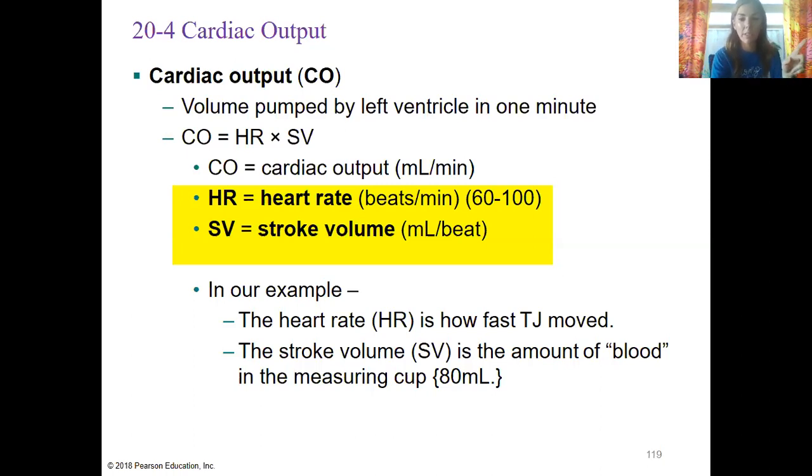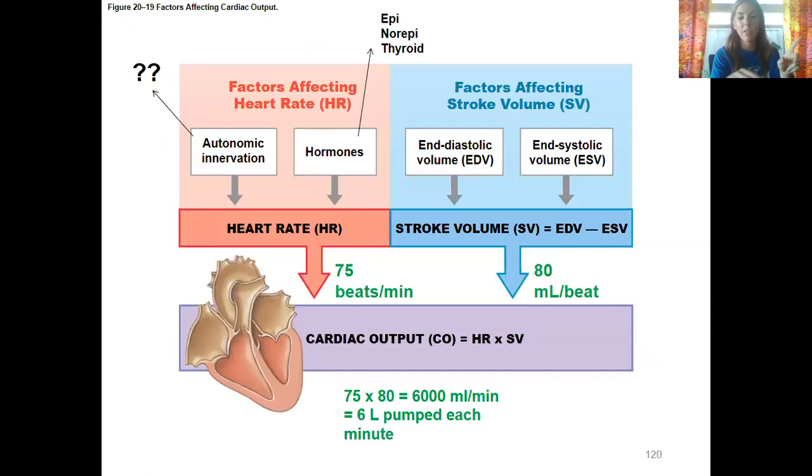So here's what I want you to understand. When it comes to cardiac output, the normal heart rate is around 75 beats per minute, and stroke volume still being that 80 milliliters per beat. That equates to 6,000 milliliters per minute.